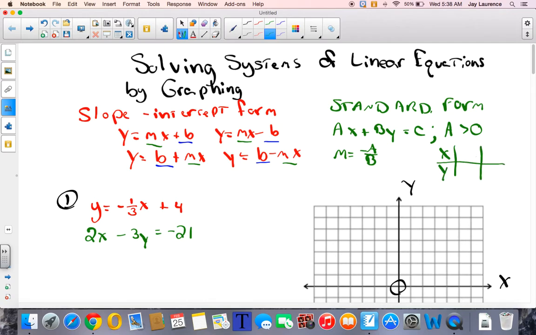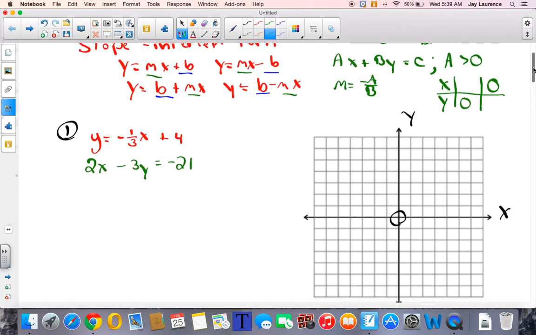Remember, to find an intercept, we make the opposite coordinate 0. So if we're looking for the x-intercept, we make y 0, plug it in, solve for x. And if we're looking for the y-intercept, we make x 0, substitute 0 in for x, solve for y. Now we don't need all three of those. We only need two of them. We can graph with just the two intercepts, with the y-intercept and the slope, or with the x-intercept and the slope.